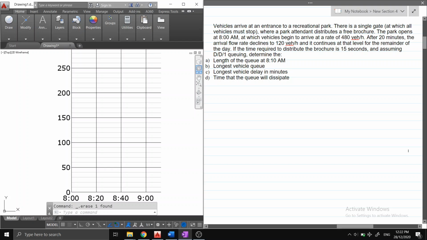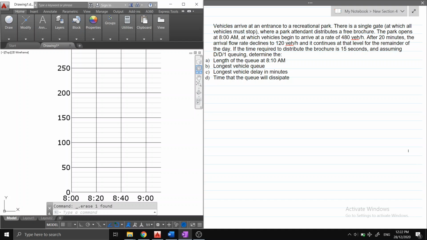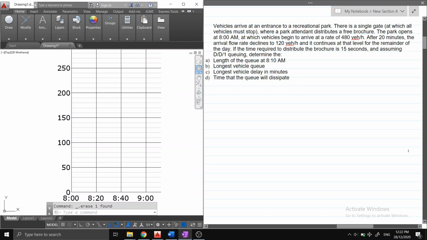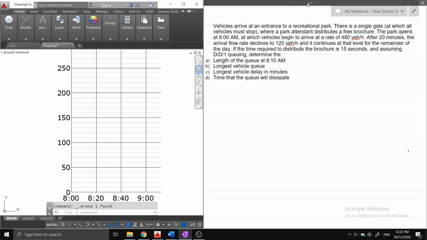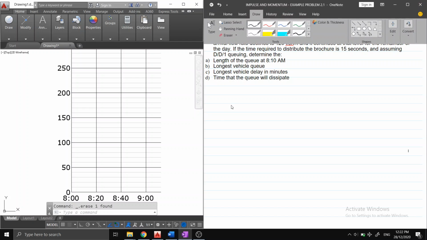If the time required to distribute the brochure is 15 seconds, and assuming DD1 queuing, determine the length of queue at 8:10 a.m., the longest vehicle queue, the longest vehicle delay in minutes, and the time that the queue will dissipate.